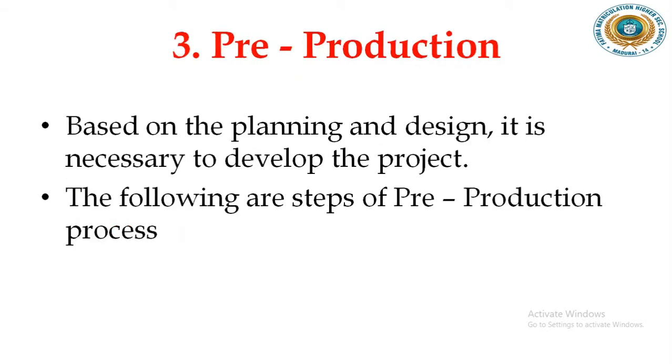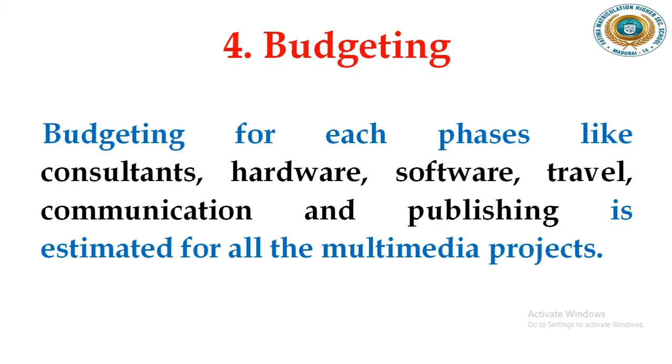The third step is called pre-production. After our plan is over and our design is over, whether it is a tour, or the annual day celebration, whatever it may be, our theme is ready and our plan is ready, so the next step is production. The production contains the following processes. The first process is called budgeting. Budgeting is the topmost point in each and every planning or production.